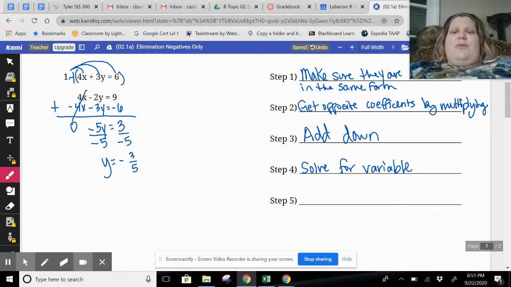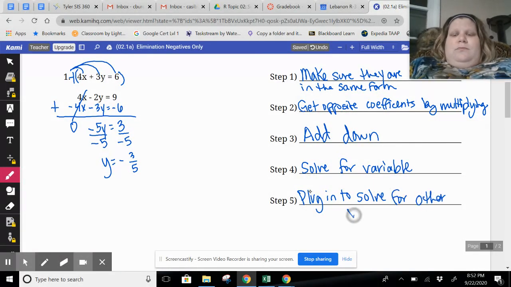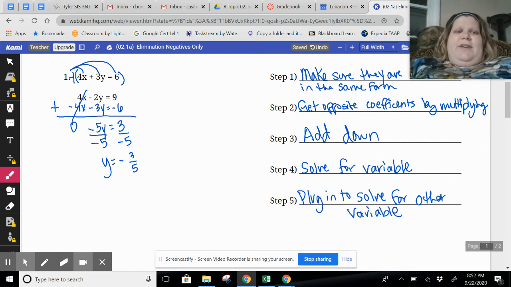Okay, once I've solved for my first variable, I'm going to plug in to solve for my other variable. Okay, so I'm going to take negative 3/5 and I'm going to plug it into either of my original equations. It does not matter which equation, just pick one. So I'm going to put it in, let's do the bottom one. So I have 4x minus 2y equals 9. Basically, I'm going to take this y and plug in negative 3/5.